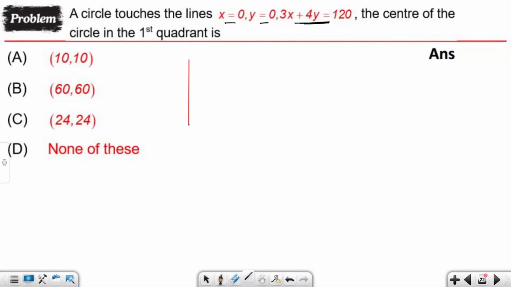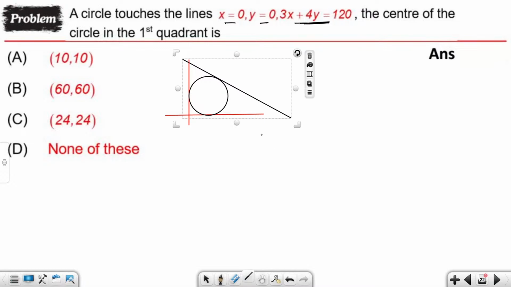Okay. So let me just draw this diagram first. The line, which is your 3x plus 4y equals 120. Okay.